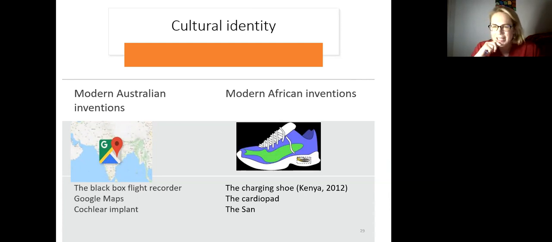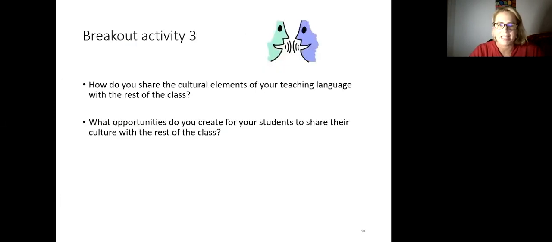Now, the teacher hadn't planned for that cultural exchange, but he allowed space for it. And the lesson was all the richer from that exchange. And so this is what we're talking about. As languages teachers, we have amazing opportunities to allow our students to share the cultural knowledge that they bring to the classroom and help them to connect that to the target language. So again, we're breaking out.